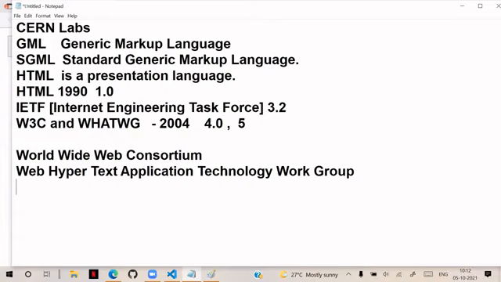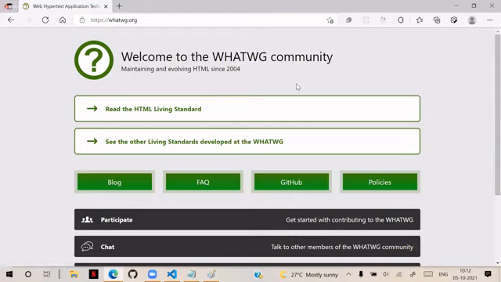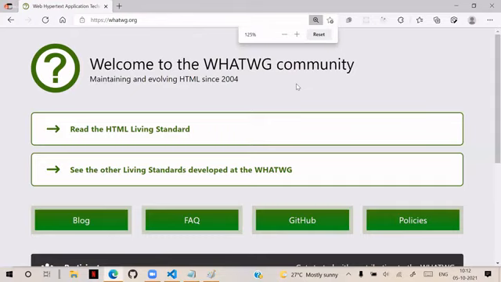Actually, W3C was established by Tim Berners-Lee only. But now the entire responsibility of HTML is taken by the group called WHATWG. You can visit its official website. This is the official website of WHATWG, the Web Hypertext Application Technology Working Group, maintaining and evolving HTML since 2004.